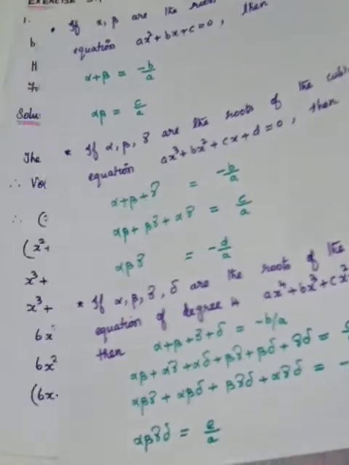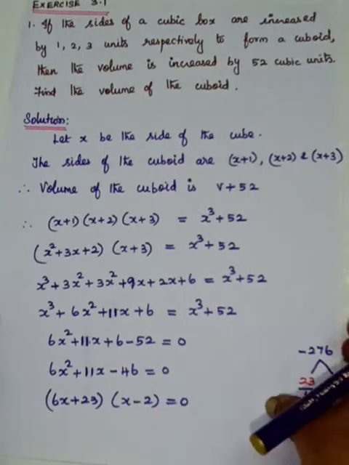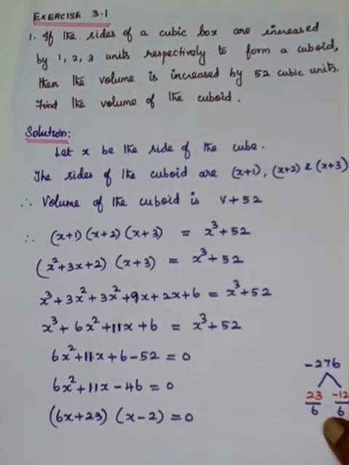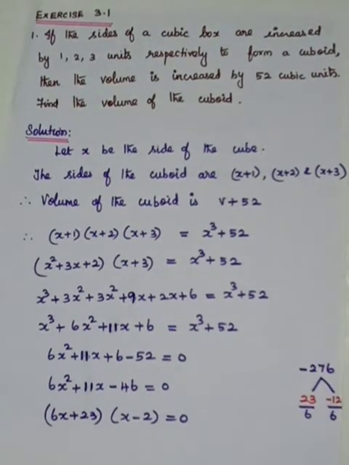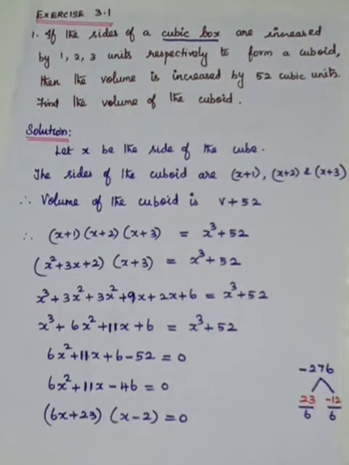Okay, now we are moving to exercise 3.1. First problem. If the sides of a cubic box are increased by 1, 2, 3 units respectively to form a cuboid, then the volume is increased by 52 cubic units. Find the volume of the cuboid.